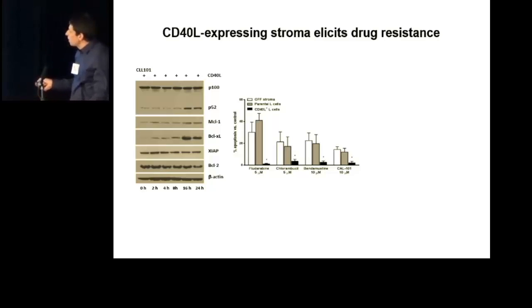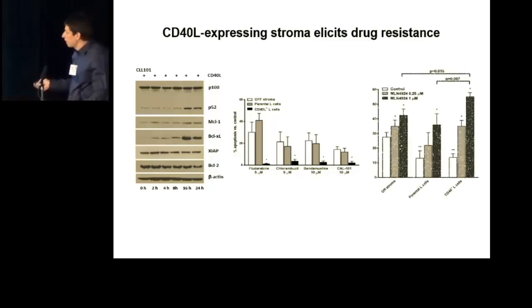Predictably, this kind of stroma reverses sensitivity to most known chemotherapy agents, including fludarabine, chlorambucil, bendamustine, as well as the novel agent CAL101. So interestingly, when cells were cultured in the presence of MLN4924 in this type of system, resistance did not occur. So MLN4924 not only fully reversed stromal-mediated protection from spontaneous apoptosis, but also induced apoptosis in excess of what occurs off stroma.